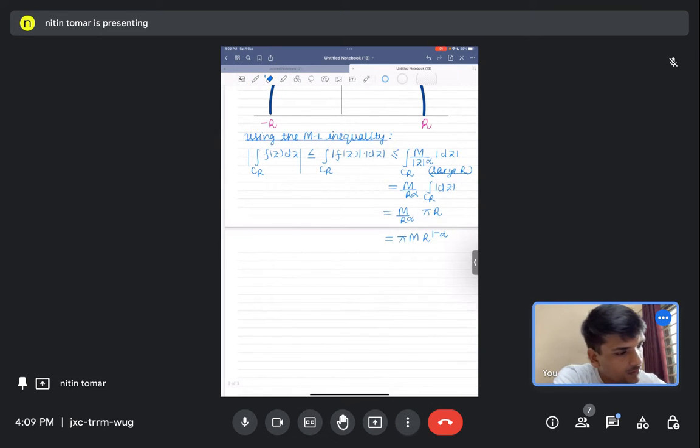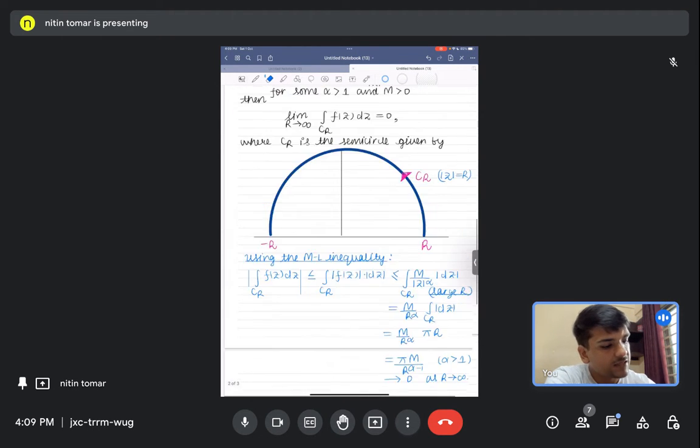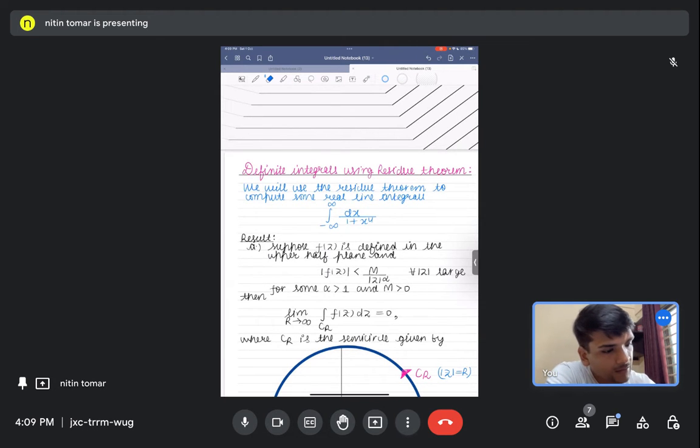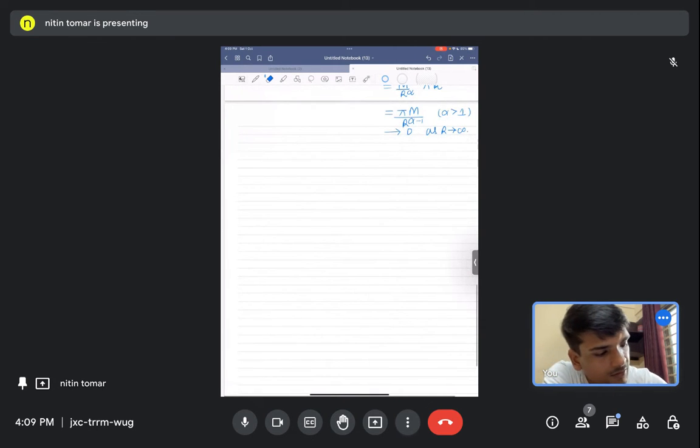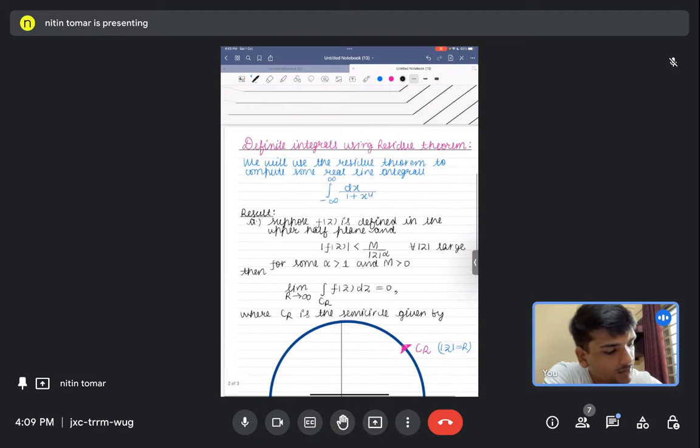Sorry, alpha is greater than 1, so the power of R should be in the denominator. Why? Because alpha is assumed to be strictly greater than 1. So it should go to 0 as R goes to infinity. Okay, so you agree, right? So this was the result that we will be needing. Let us call this step 1 instead of result.